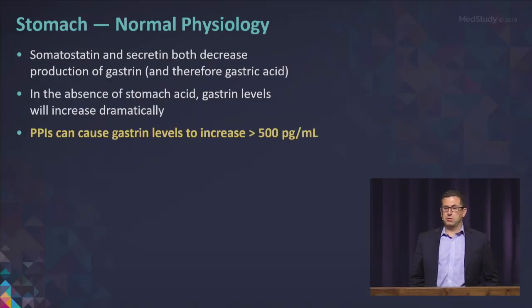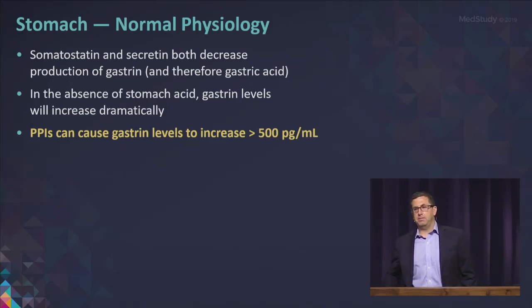Somatostatin and secretin both decrease production of gastrin, so it's kind of a feedback mechanism. And in the absence of stomach acid, gastrin levels will increase dramatically. So for example, if you're on PPI therapy, you're going to lose acid in your stomach and your gastrin's going to go up. It can cause very, very high gastrin levels, but generally the gastrin will go up to maybe like 150 or something like that with a PPI therapy. It's usually not quite to 500, but it could happen.